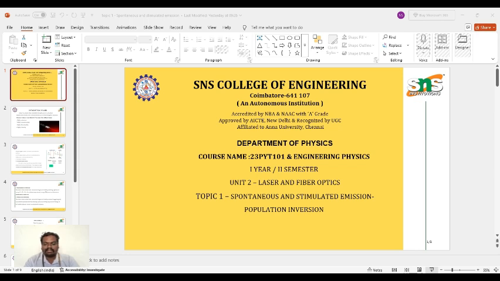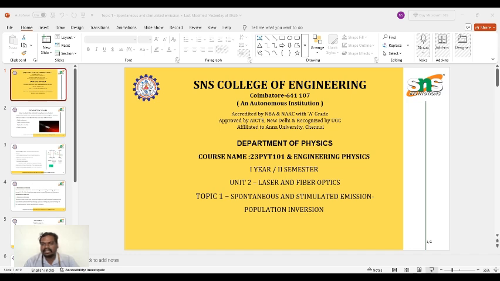Next, spontaneous emission, as the diagram shows in the second part. Atoms jump from the upper state to the lower state. So we state that an atom in the excited state returns to the ground state by emitting a photon of energy E equals h nu without any external energy. This is known as spontaneous emission.